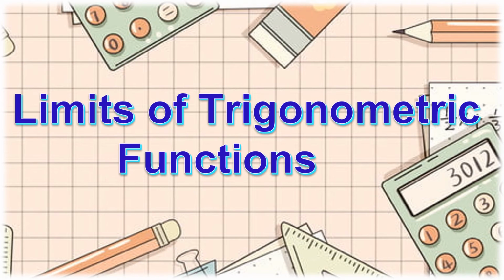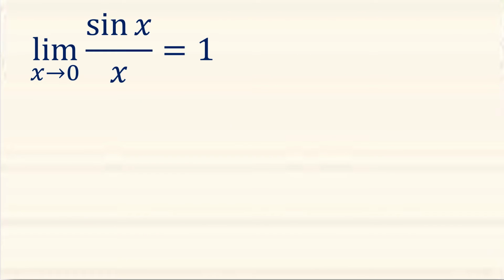Hello everyone, in today's topic, we are going to talk about limits of trigonometric functions. So first, let us have some identities that will help us to determine the limit of a certain trigonometric function. The first one is limit of sine x over x as x approaches 0 is equal to 1.